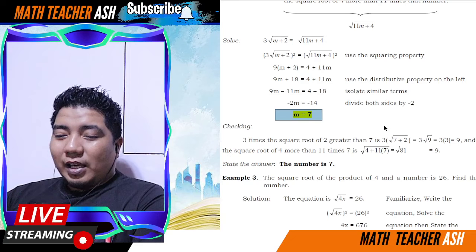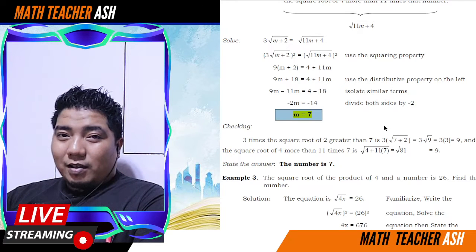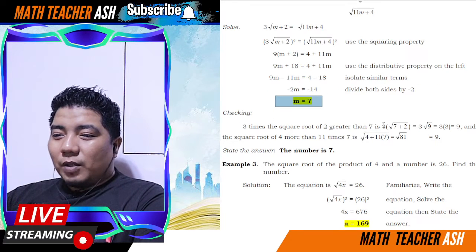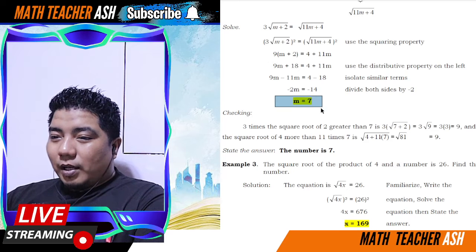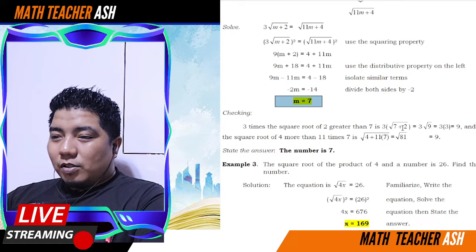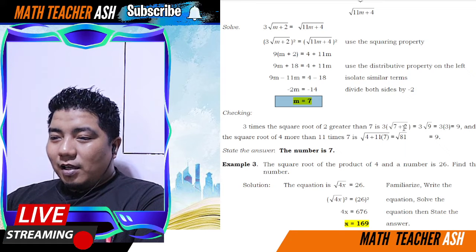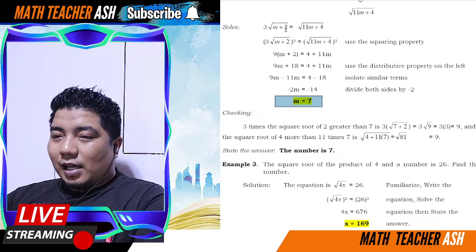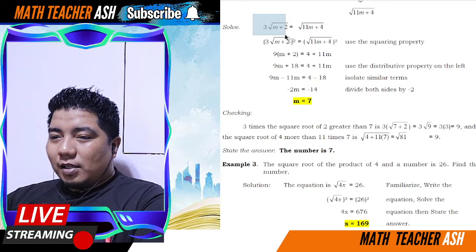The question is, is 7 a correct solution to this given? Okay, now, if we check, this will become 7 plus 2, right? Okay. So, that will become 9. So, the square root of 9 is 3. So, 3 times 3, that is 9. So, 9 ang lalabas dito na side.